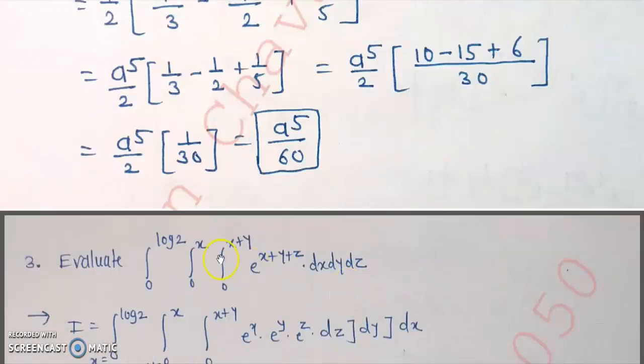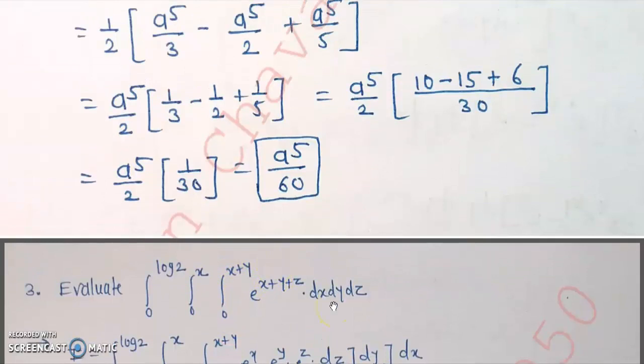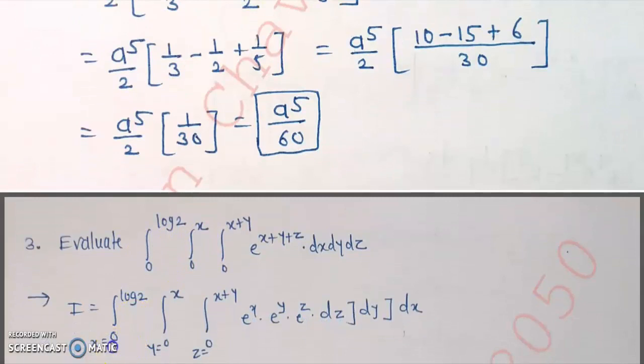This is a very important example. Evaluate 0 to log 2, 0 to x and 0 to x plus y, e raised to x plus y plus z dx dy dz. Okay, now again the same logic. The first integral limit contains x and y, so this integral is with respect to z. Remaining variables are y and x. So the second integral is with respect to y, as these limits are in terms of x, and then lastly we have x. So definitely we have this x, this y, and this for z.